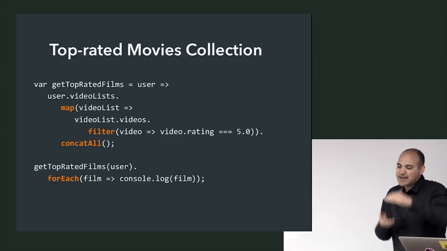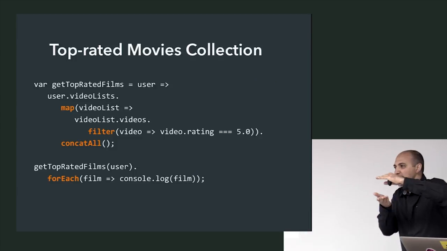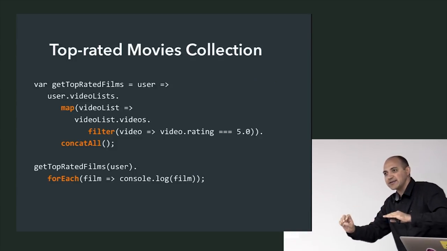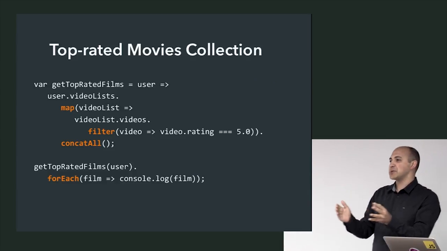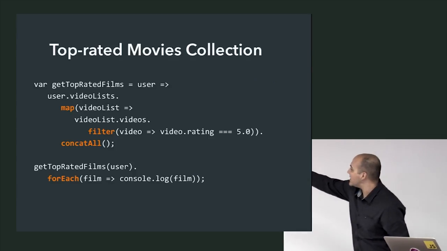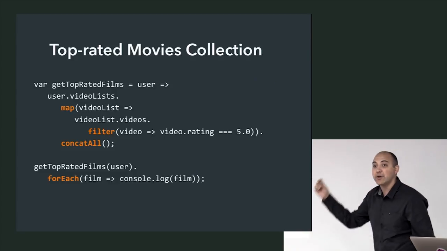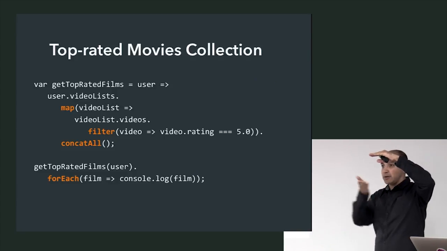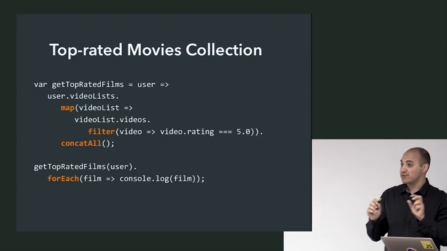Technically, it's an object with an array inside of it. That's the videoList.videos. But you get the idea, right? For each one of these video lists, which contains an array, we're returning that array. But first, we're applying a filter to it, making sure all the titles are only the titles you've rated highly. So up until the concatAll line, we have a two-dimensional collection. And at the end, we apply concatAll, which takes that two-dimensional collection and flattens it into a one-dimensional collection of your favorite titles, all the titles with the rating of 5.